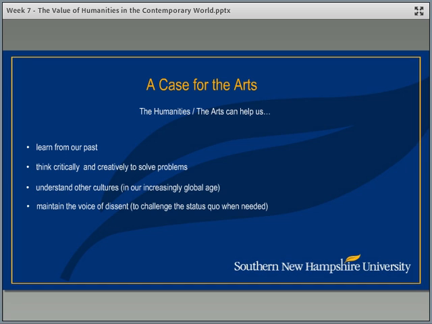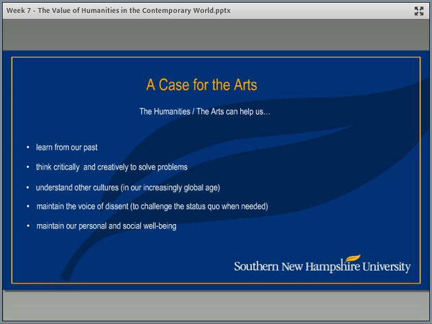The arts can also help us maintain a voice of dissent. So if we think about the different artists throughout time who have fought against the status quo or have challenged some ideas that they didn't agree with, it's another way of expressing that voice of dissent. So we can use the arts and use the creative way of thinking to challenge that status quo when it's necessary, when it's needed. That idea of the freedom of our voice, the freedom of speech and expression.